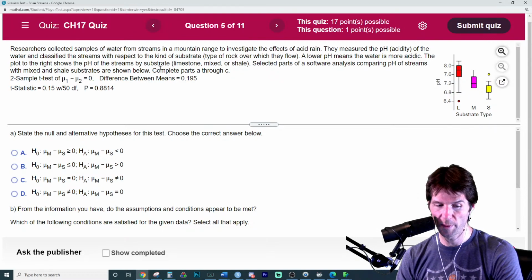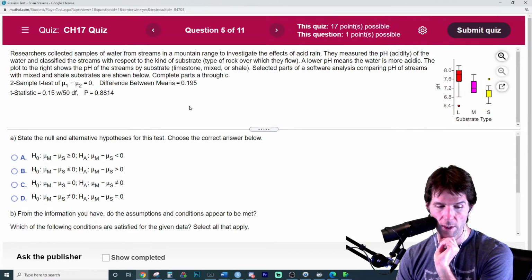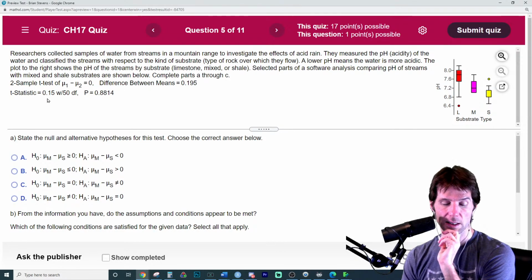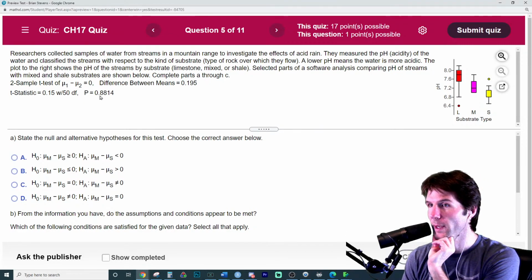The plot to the right shows the pH by the stream: the limestone, the mixed, and the shale. Selected parts of software analysis comparing pH of streams with mixed and shale substrates are shown below. So we have here a 2-sample t-test was performed, and the difference between the means was found to be 0.195. The t statistic was 0.15 with 50 degrees of freedom, and we have here a p-value of 0.8814.